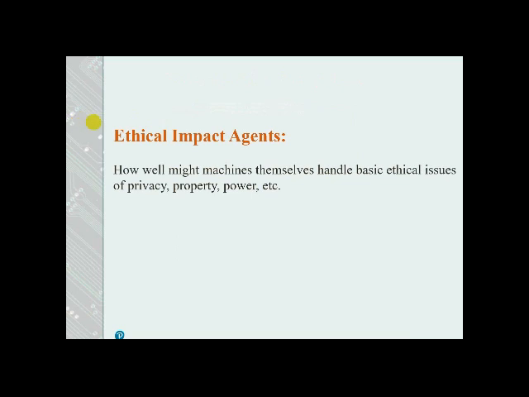Ethical impact agent. How might machines themselves handle basic ethical issues of privacy, property, and power? Ethical machines for machines as subject, rather than for the human use of the machine as object.